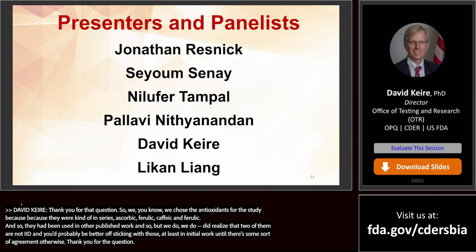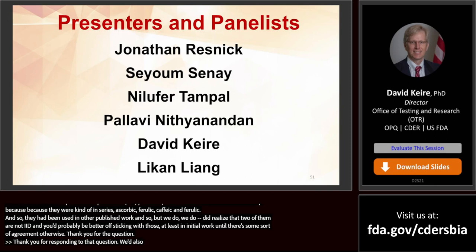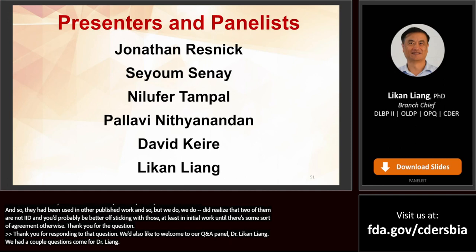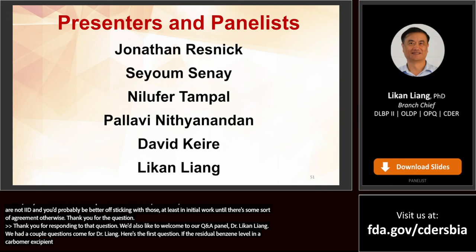Thank you for responding to that question. We'd also like to welcome to our Q&A panel Dr. Li-Kent Liang, who's the branch chief in the Division of Liquid-Based Products 2, the Office of Life Cycle Drug Products, and we just had a few questions come in for Dr. Liang, and here is the first question. If the residual benzene level in a carbomer excipient conforms to the 2 ppm limit specified in the USP monographs for carbomer polymers, can I use it for any products without any additional considerations in terms of residual benzene?